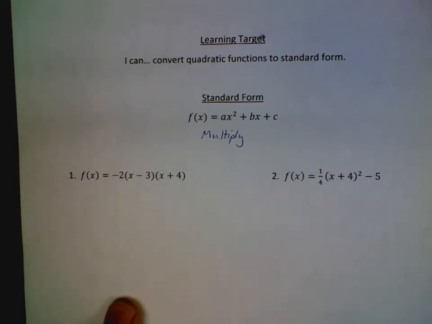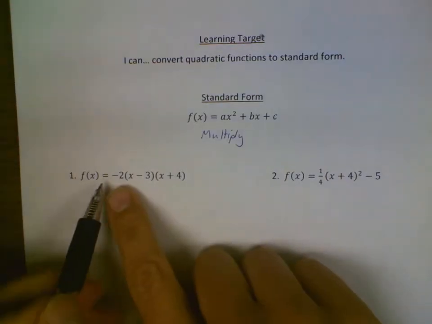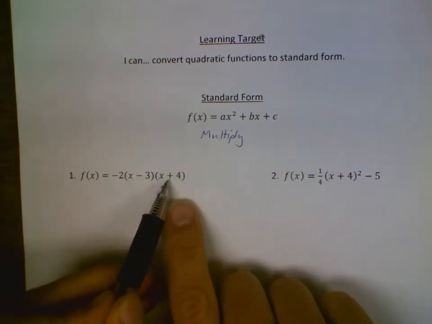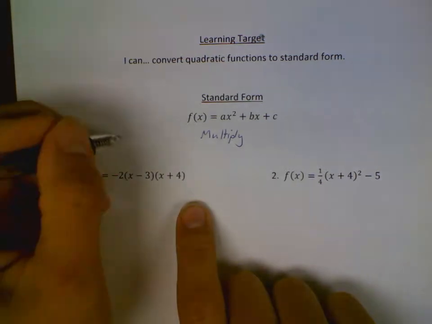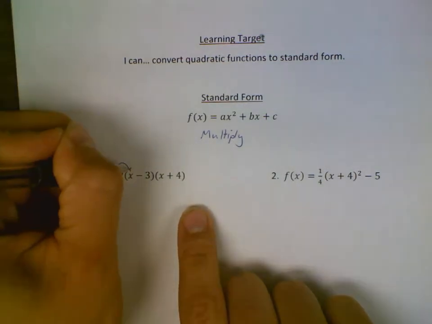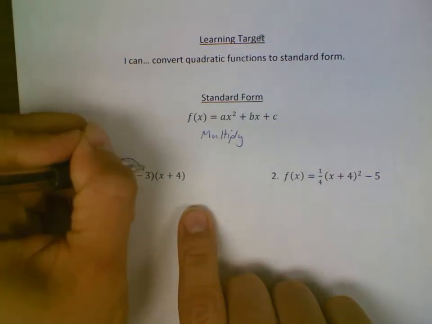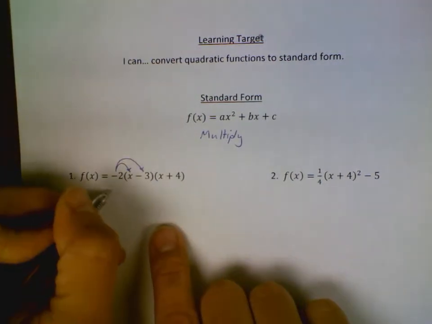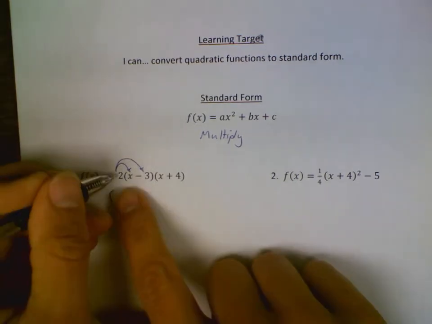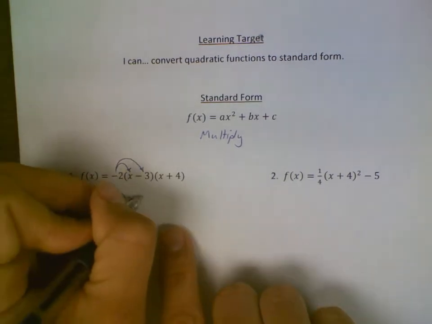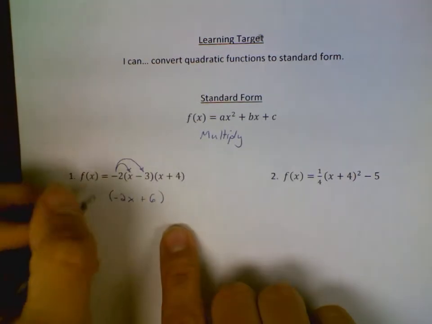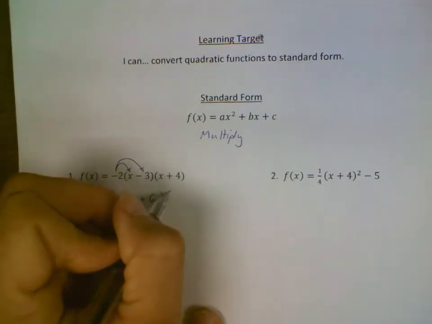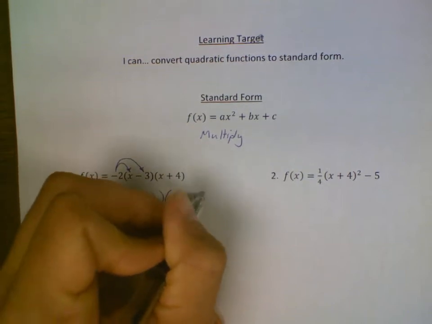So if I look at number one, I have the function of a quadratic that equals -2 times x minus 3 times x plus 4. So I'm going to start by distributing the -2 into the first parentheses. Now, the -2 times the x will give me -2x. And then -2 times the -3 will give me +6. Okay, so I'm distributing this -2 into the first parentheses. And then that's going to get multiplied by the x plus 4 on the end.